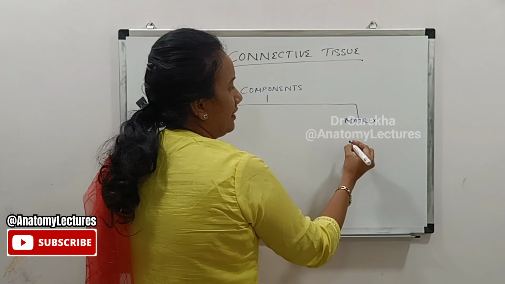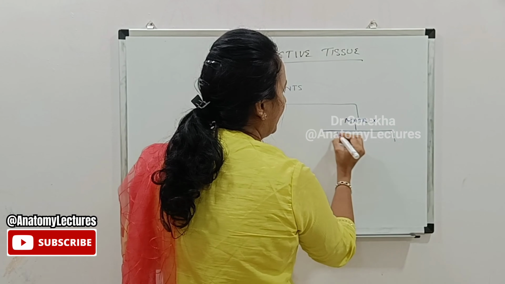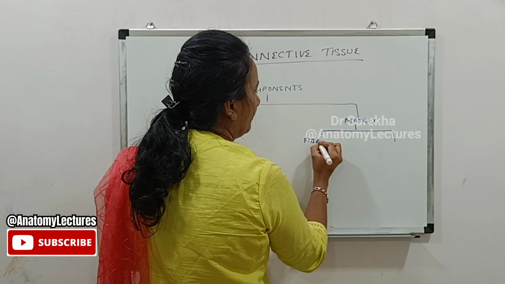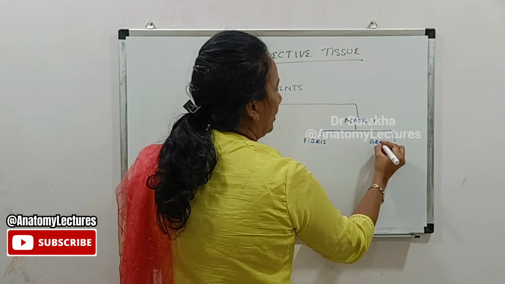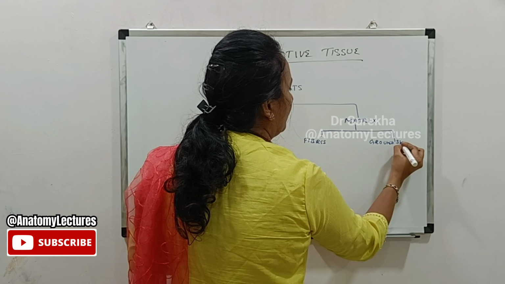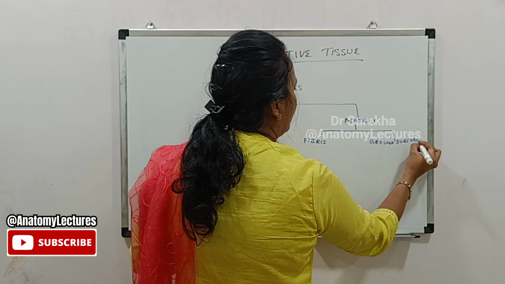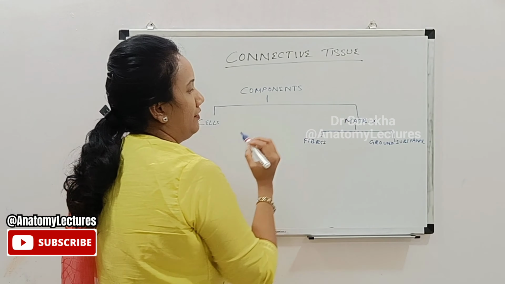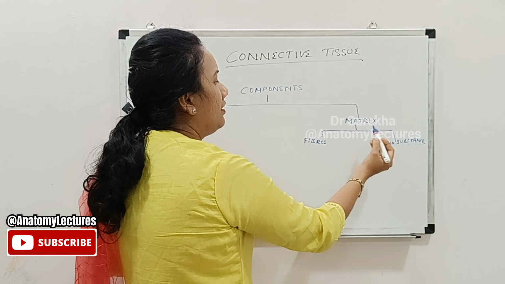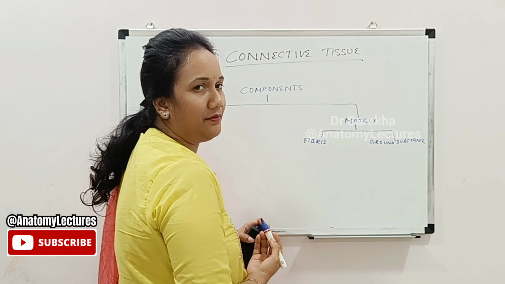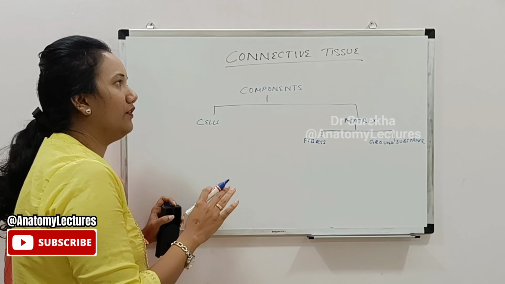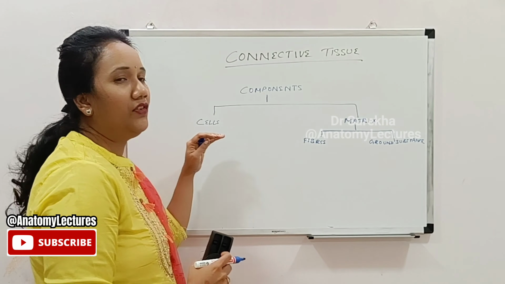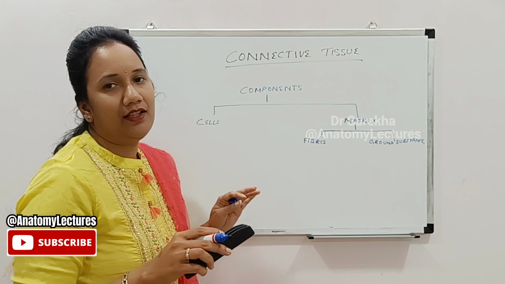This matrix is again made up of two different types of substances: one is the fibers and the other one is the ground substance. So I repeat, the components of the connective tissue are cells and matrix. Again, this matrix has fibers and ground substance. So as a whole, within the connective tissue, we will have ground substance, we will have fibers, and we will have cells in between these fibers.